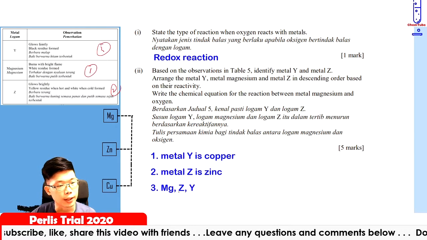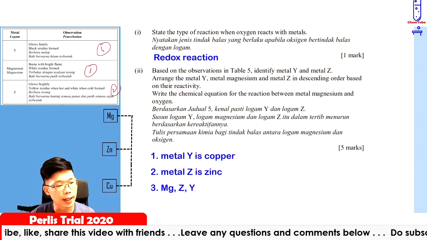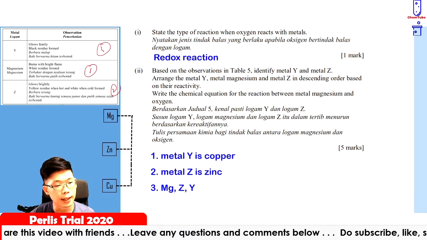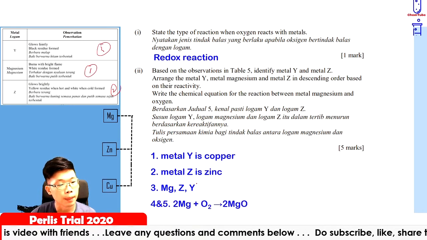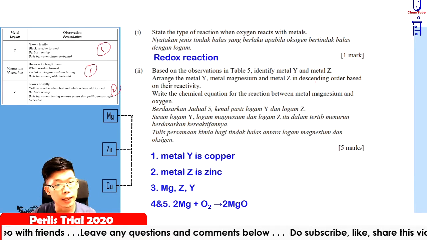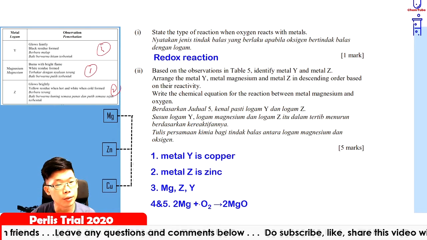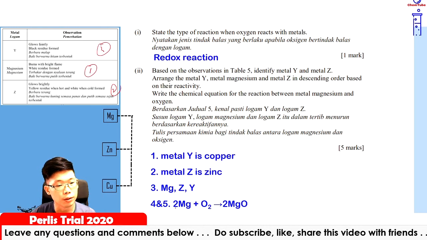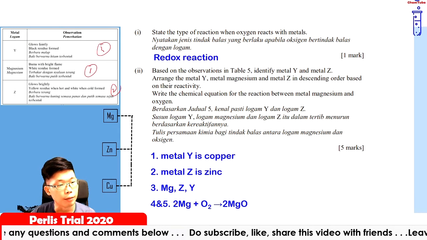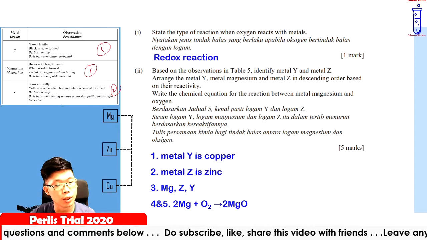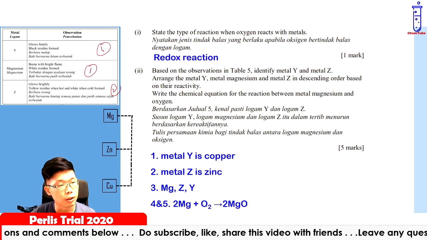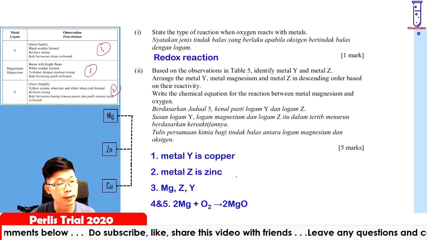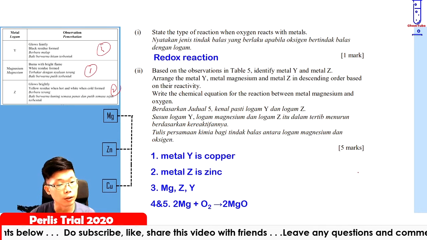Then arrange in a descending order, so magnesium, zinc, and copper. You can also replace it with the zinc and copper here. Then finally, the chemical equation. So magnesium reacts with oxygen, producing magnesium oxide. We have to balance the equation: 2 magnesium react with oxygen, producing 2 moles of magnesium oxide. So total 5 marks.